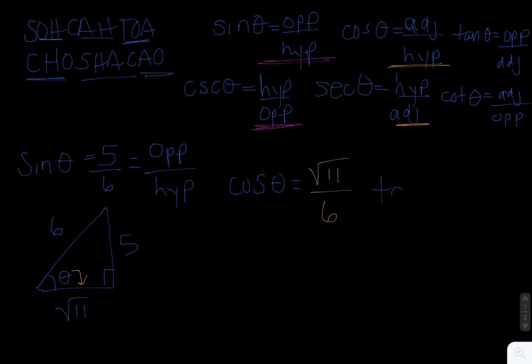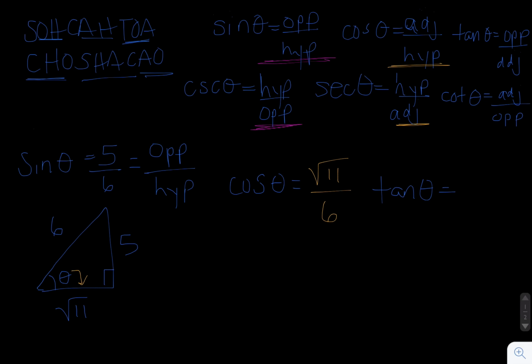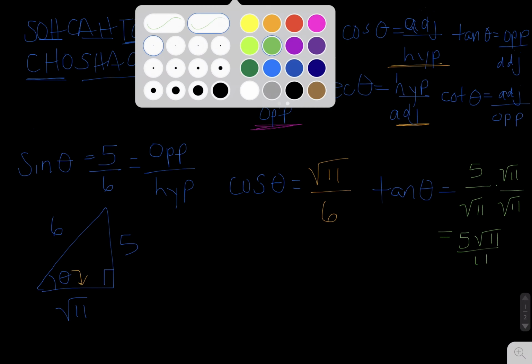Let's go with tangent. Tangent of theta is what? Sohcahtoa, opposite over adjacent. So what is opposite? Opposite is 5. Adjacent is the square root of 11. Well, we know we can't leave that, so we must rationalize that. So once we do that, we're left with what? 5 square root of 11 over 11. And that is our tangent.